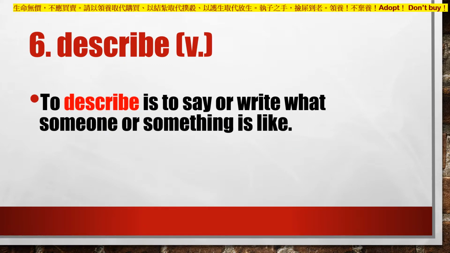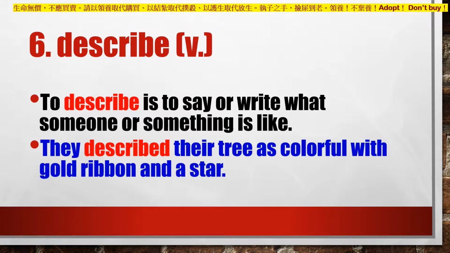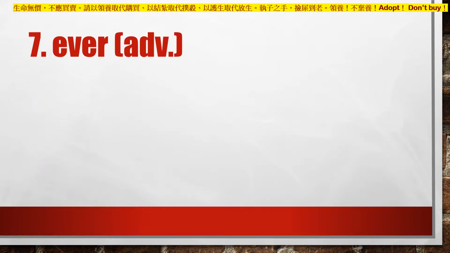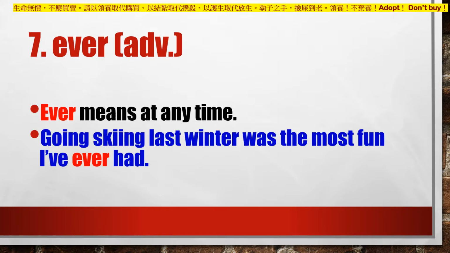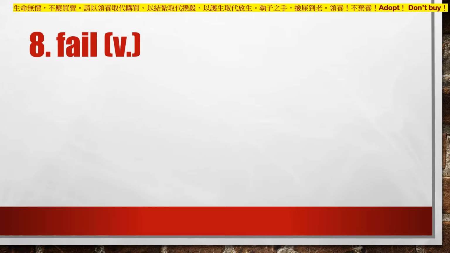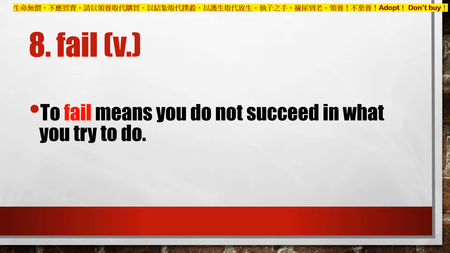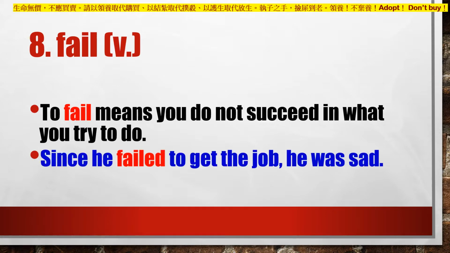Describe. To describe is to say or write what someone or something is like. They described their tree as colorful, with gold ribbon and a star. Ever. Ever means at any time. Going skiing last winter was the most fun I've ever had. Fail. To fail means you do not succeed in what you try to do. Since he failed to get the job, he was sad.